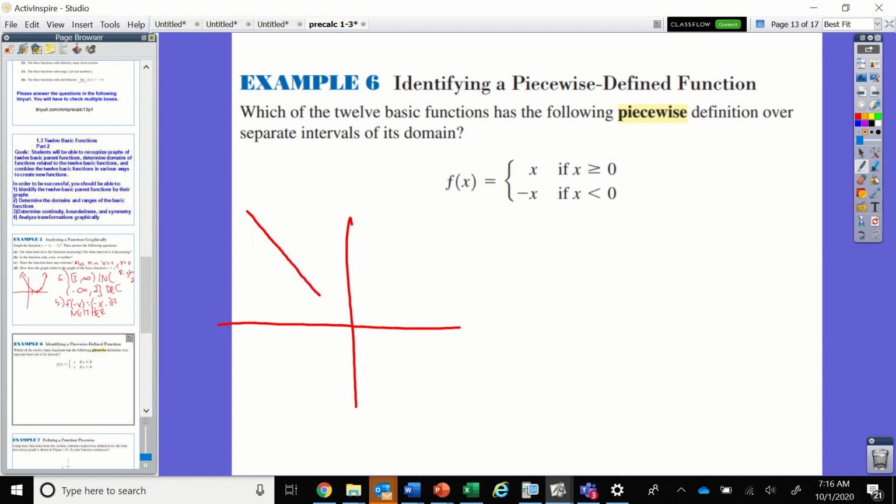Hopefully you see that this resembles our absolute value function. So that's all that this really is. This is our positive x's for everything being greater than or equal to 0. This is our negative x's for everything that is less than 0 here. So this right side of the graph is the top portion of our piecewise function, and then the left side of the graph is the bottom portion of the piecewise function.